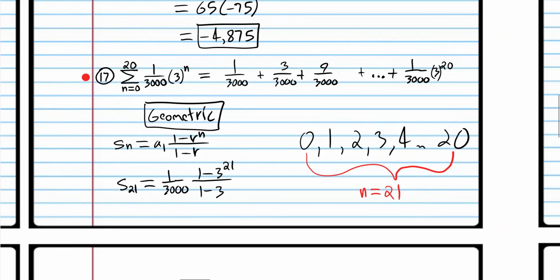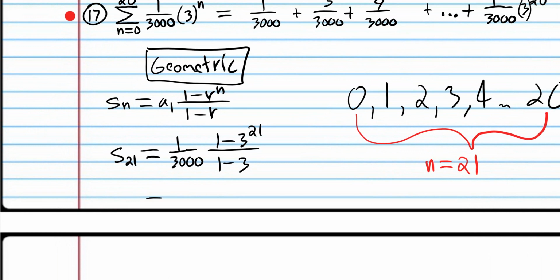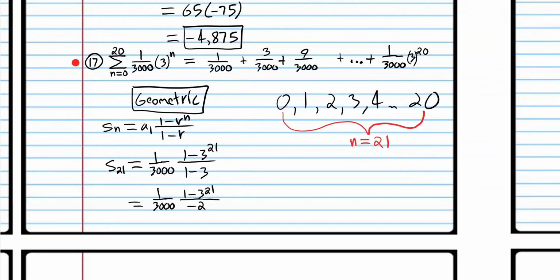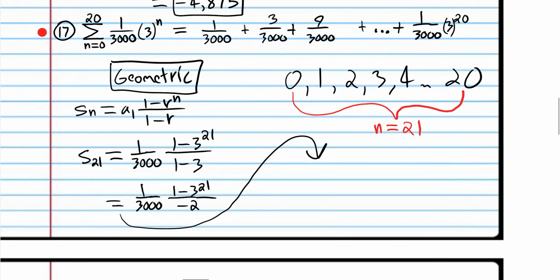And so all we have to do is simplify that expression. So we have 1 over 3,000 times 1 minus 3 to the 21st power all over negative 2. So we're going to have to use an arrow because we're out of room. That's okay. I'm going to take that negative 2 out and put it into the fractions. So we have negative 1 over 6,000 times 1 minus 3 to the 21st power.